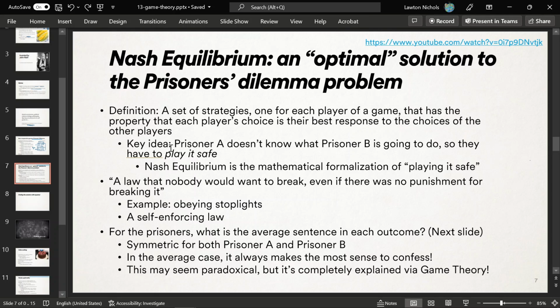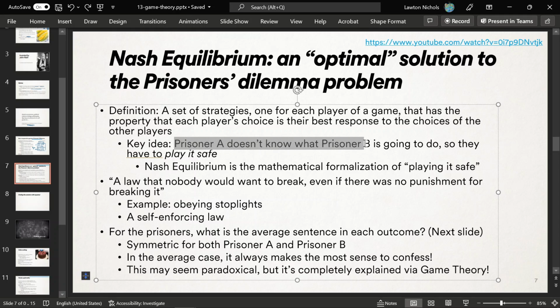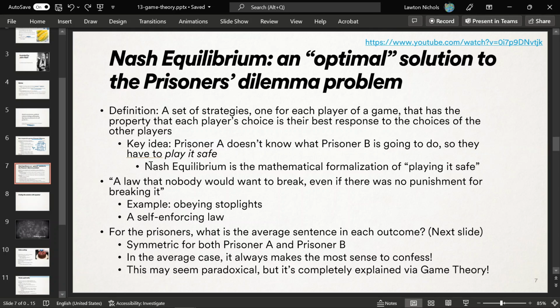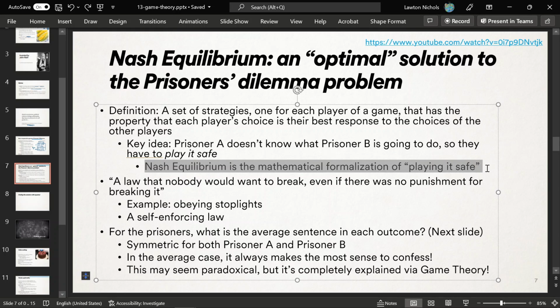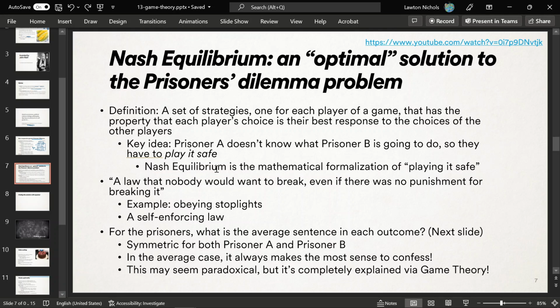So yeah, the key idea here is that prisoner A, this is a non-cooperative game, prisoner A doesn't know what prisoner B is going to do. So they have to play it safe. And there's a bunch of math that came along with this that's going to prove that they're going to want to play it safe. Okay, so a Nash equilibrium is just the mathematical way of playing it safe. That's the idea. Okay, so that's beautiful.